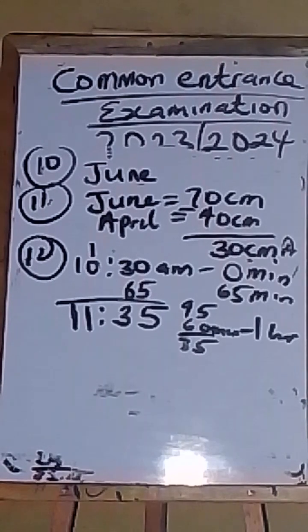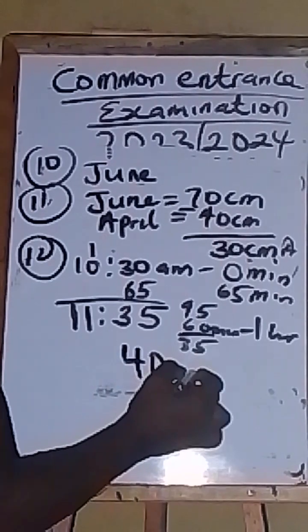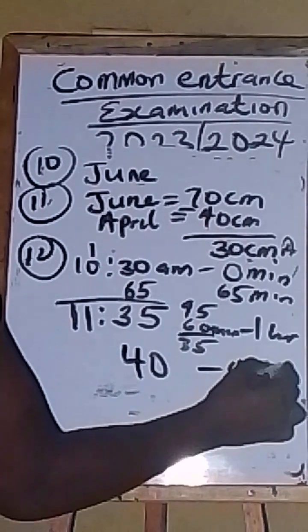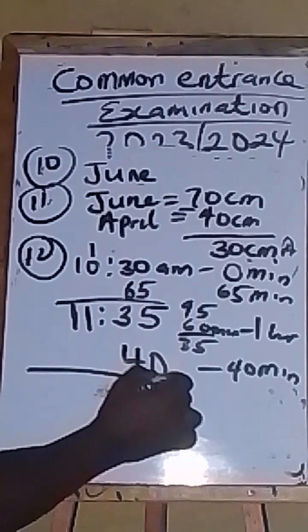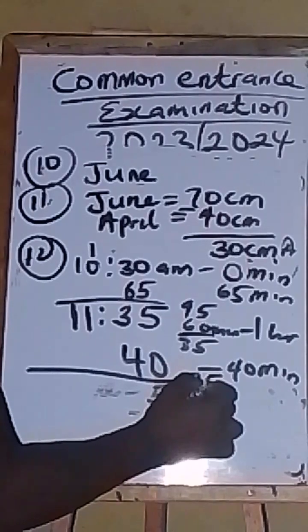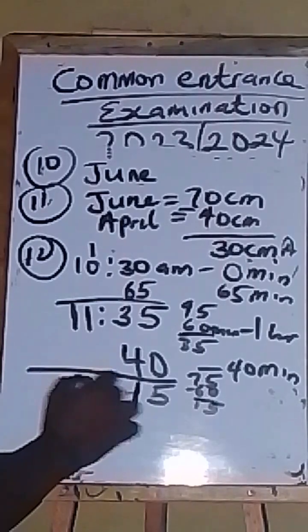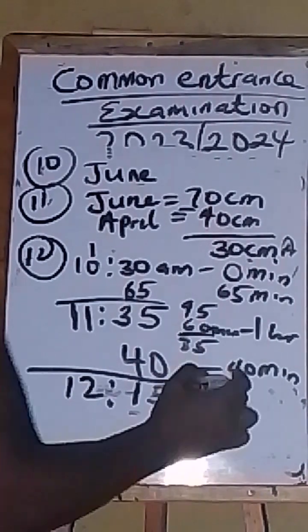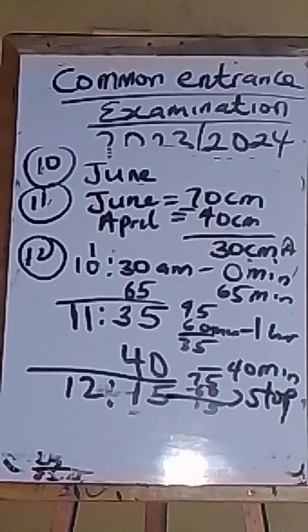And it makes a stop of 40 minutes at Maiduguri Airport. So we have 40 minutes. We have 5, which will give us 75 minus 60, and that is 15. And that one will give us 12:15. So you stop at 12:15, and then it flies back to Lagos.